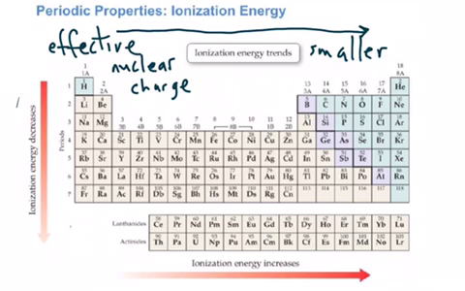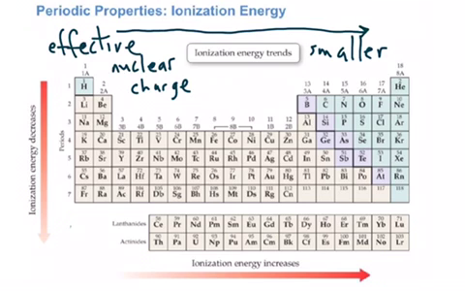I don't know if you saw this relationship, but there's an inverse relationship between atomic radius and ionization energy. As the atoms get bigger, the ionization energy gets smaller. Because as atoms get bigger, you'll notice that the electrons are physically further from the protons, so they're easier to remove.